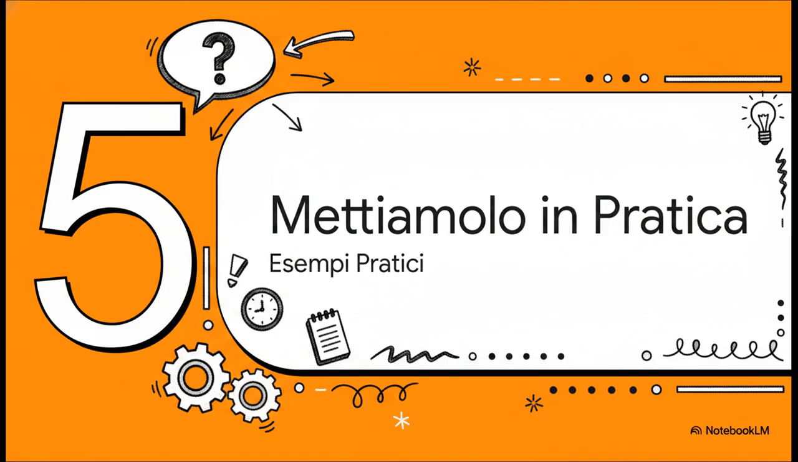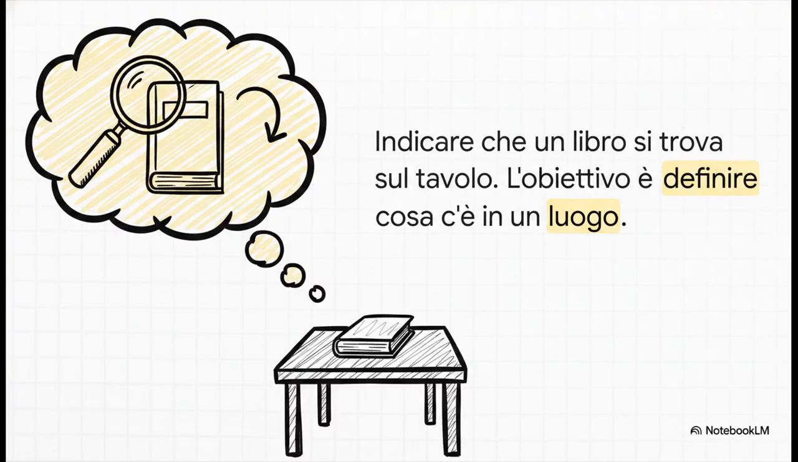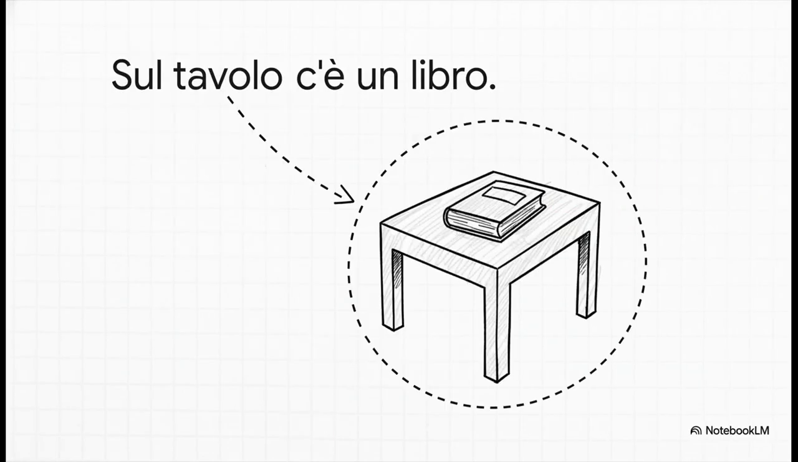Okay, time to put this into practice. Let's do a couple of quick scenarios. Think it through, and let's see if we can pick the right verb together. First up, let's say we want to state that a book is on the table. So, what's our goal? Are we trying to tell someone where the book is, as in locating it? Or are we just pointing out what exists on the table? Think about it. And the correct answer is sul tavolo c'è un libro. Why? Because our focus is on the place, the table, and we're simply stating what exists there. We're taking inventory of the table, and yep, there's a book on it.